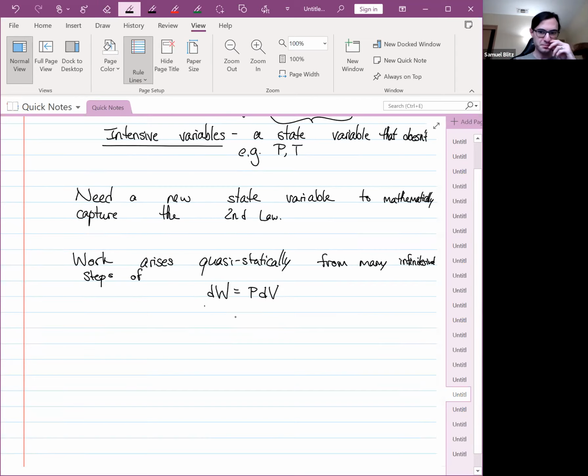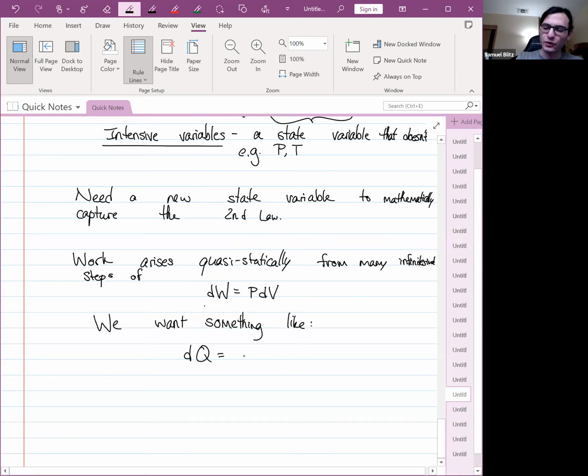Now, we want something like the following. We want dq is equal to something times d something. Heat and work really should be on equal footing, so there should be some sort of equation. Now, we can figure out what fits into those parentheses by comparing it with work.